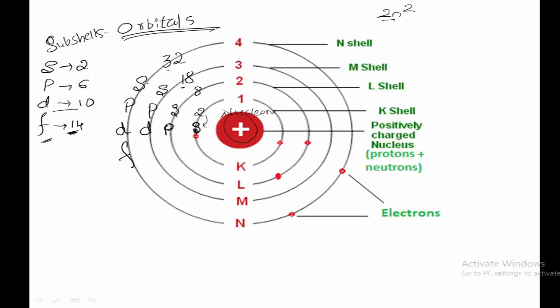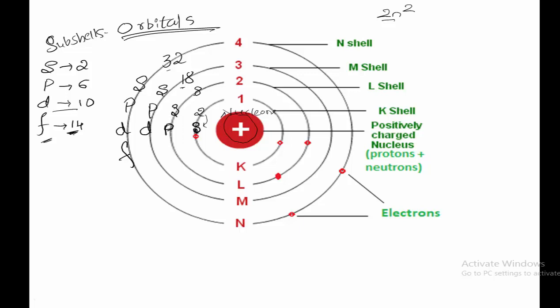So thus, by knowing where the electrons are present and in which subshell the electrons are present, we will be able to describe the distribution of electrons in the atom.